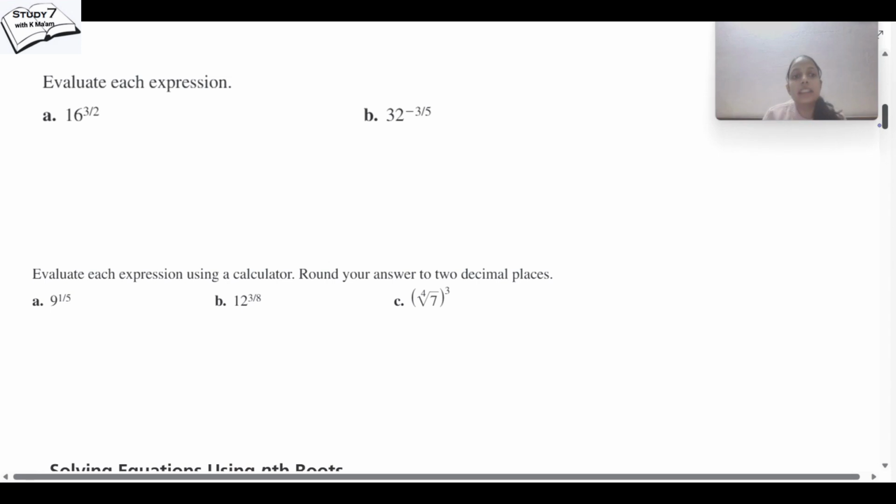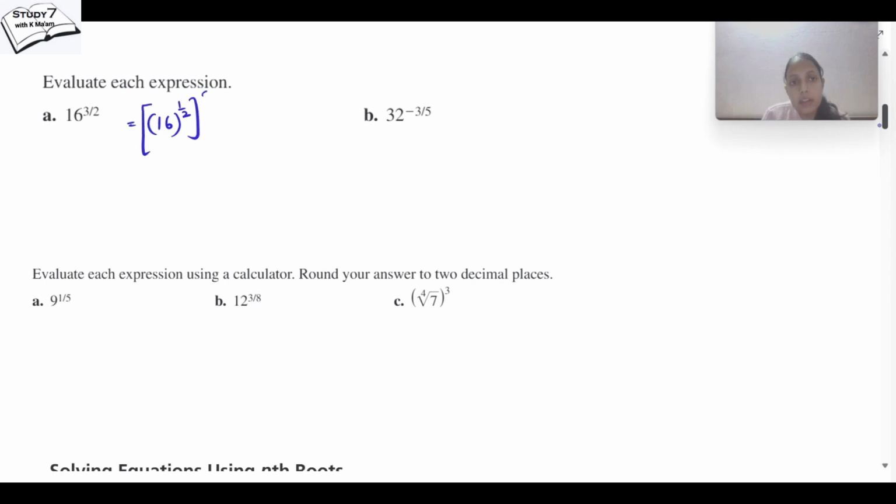Evaluate the expression 16 to the power 3 by 2. I can write 16 to the power 1 by 2 and the whole power 3. 16 is 4 square, and the whole 1 by 2 and the power 3. The 2 and 2 cancel, 4 power 3. It's 64. Your answer is 64.